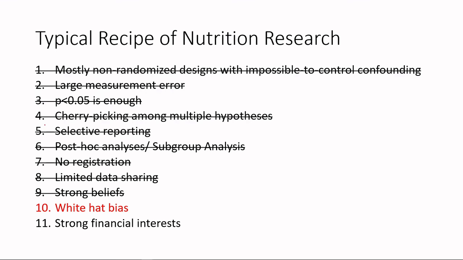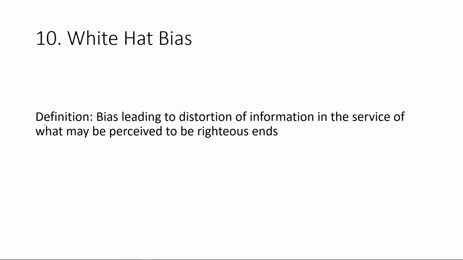Next is white hat bias. White hat bias essentially means researchers holding strong opinions strongly, causing bias which can lead to the distortion of information due to righteous ends. Dr. Ioannidis has drawn an interesting parallel here with genetic research. Genetic research has suffered many of the same issues as nutritional epidemiological research, given its large reported exposures and outcomes. However, there is no strong belief or white hat bias in genetic research. As he put it, there is no reason to be attached to gene RS1815739 in terms of causing a bias that would affect the outcome, either consciously or subconsciously.